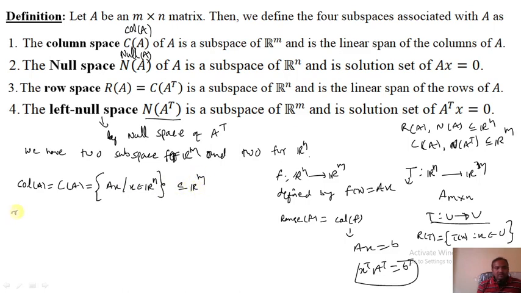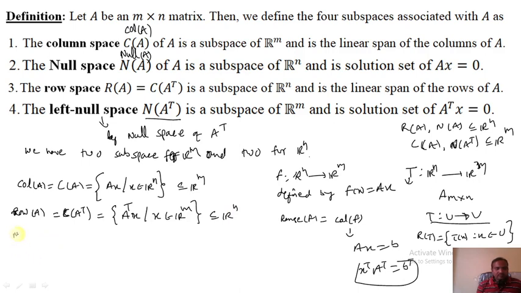Similarly, you can define the row space. What is the row space of A? It is the same as the column space of A transpose. This is equal to the set of A transpose x such that x belongs to R power M. The row space is a subspace of R power M.